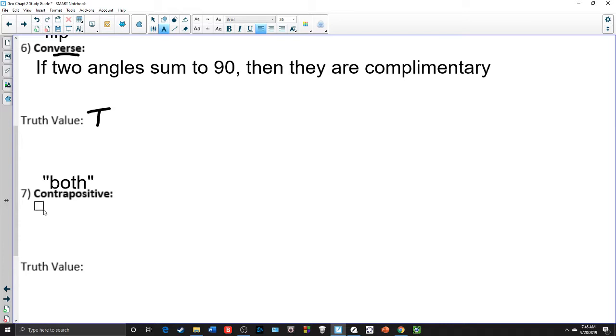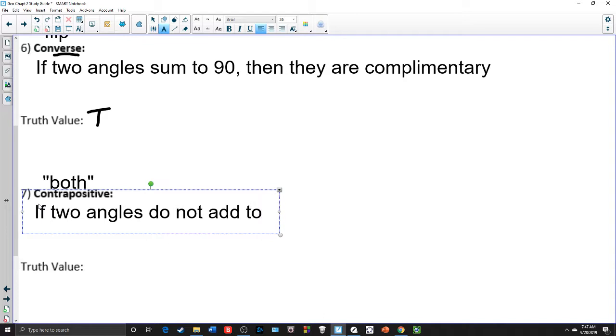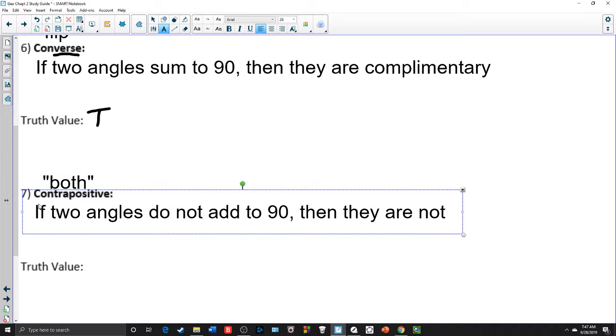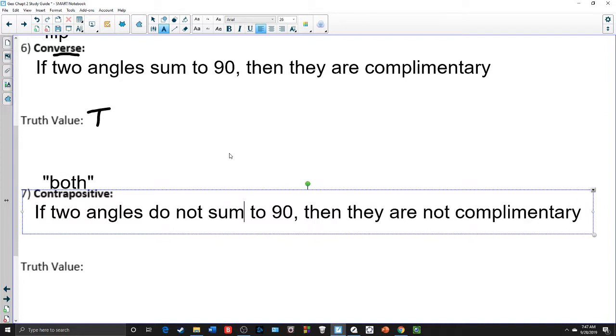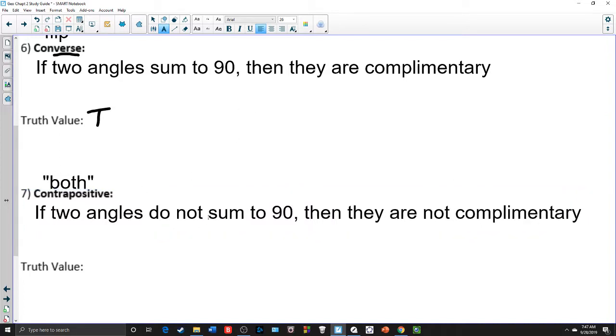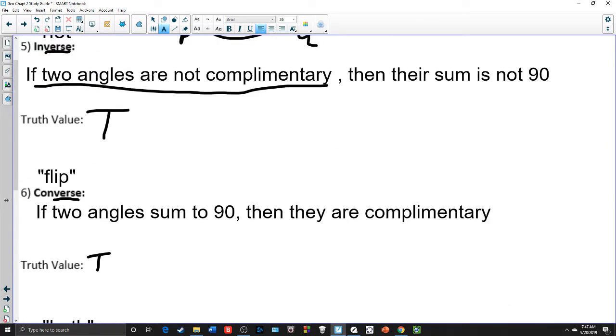So the contrapositive would look something like, if two angles do not add to 90, or you can say sum to 90, either one, then they are not complementary. Let me just change this to sum, so I keep using the same language. So if two angles do not sum to 90, then they are not complementary. As you can see, that's just the negated form of the converse, or you can say it's the flipped form of the inverse. I just flip the inverse front to back, essentially.